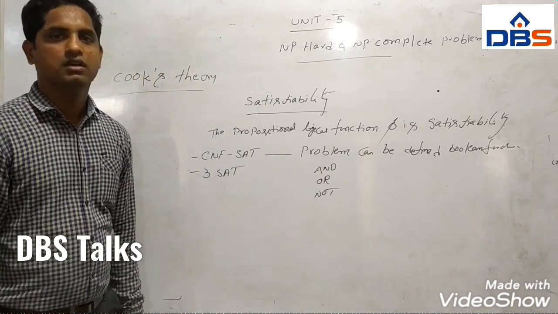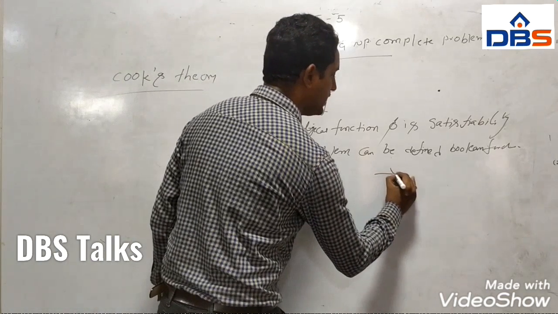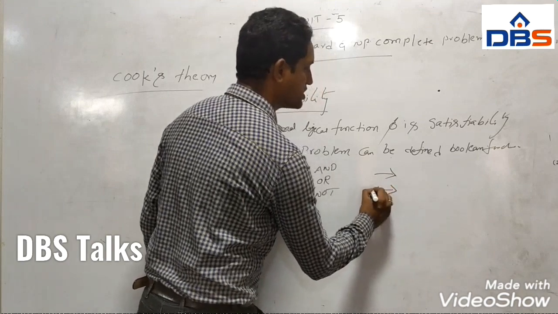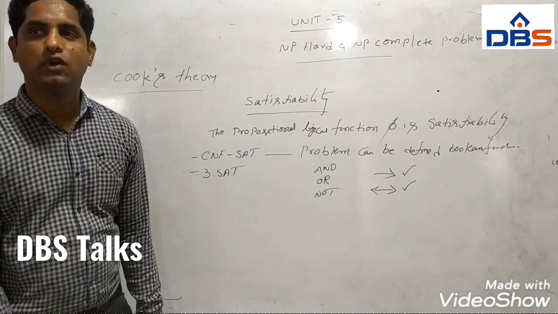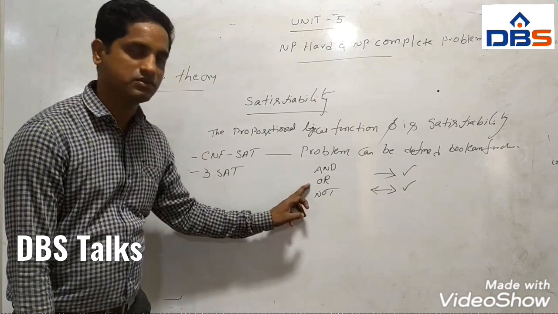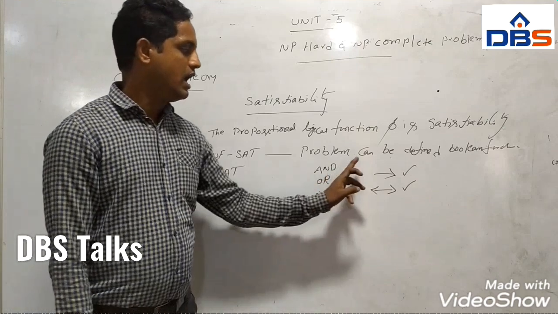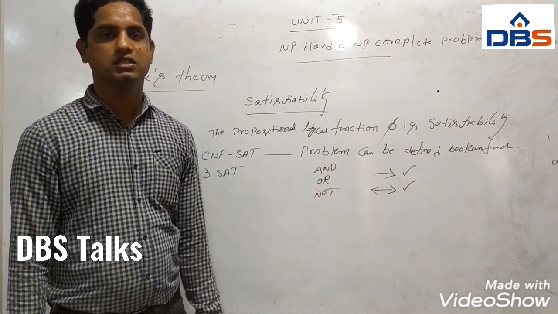In a Boolean function, we have different types of connectives. The first one is implication or conditional. The second one is biconditional. These are two of the connectives of the Boolean function. There are three types of operations: AND, OR, NOT, and two types of connectives: implication and biconditional.